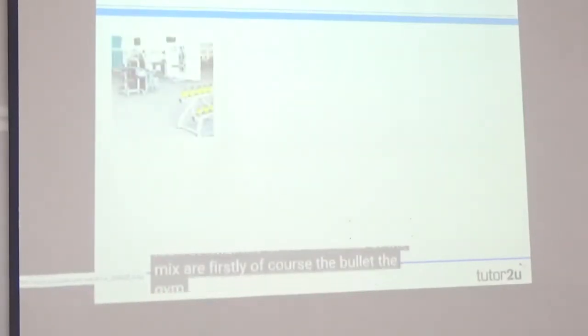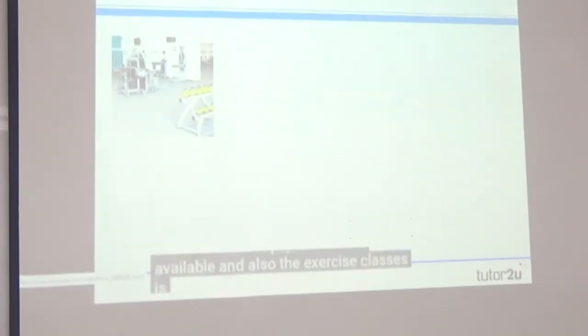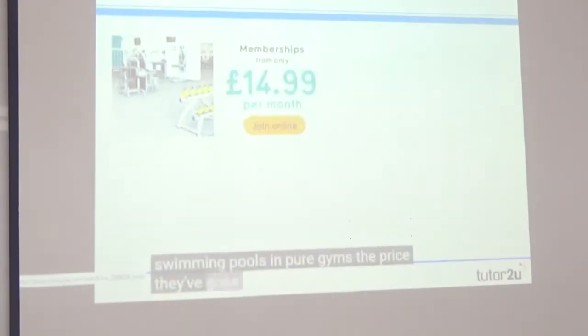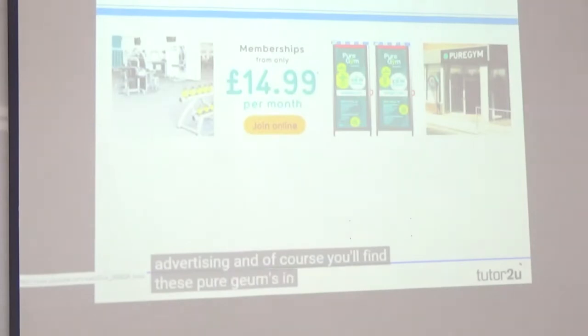Firstly, of course, the product, the gym itself, which is a very well equipped but very focused product range in terms of the exercise equipment that's available and also the exercise classes. It's a no-frills approach. You won't find swimming pools in Pure Gyms. The price, they've gone for a low-cost, therefore low-price strategy, and also using dynamic pricing, essentially sold online, where the idea is to attract members into the gym at a low price using a flexible contract, almost pay as you go. Pure Gym uses a variety of different promotional activities, including billboard advertising as well as online advertising. And of course, you'll find these Pure Gyms in a variety of different locations. So when we're looking at place, Pure Gym.